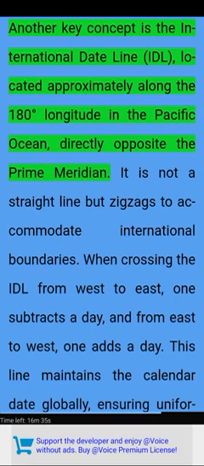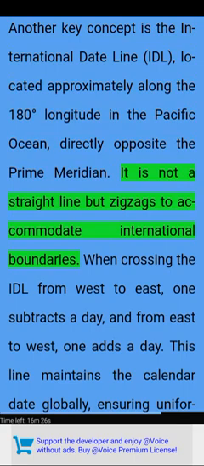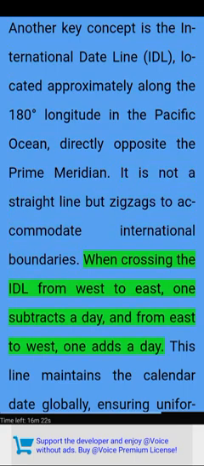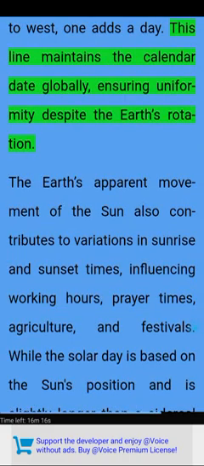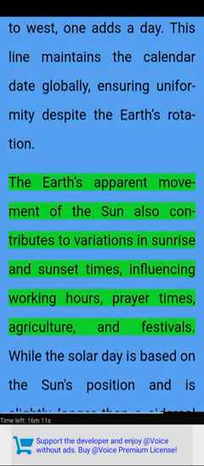Another key concept is the International Dateline (IDL), located approximately along the 180 degrees longitude in the Pacific Ocean, directly opposite the prime meridian. It is not a straight line but zigzags to accommodate international boundaries. When crossing the IDL from west to east, one subtracts a day, and from east to west, one adds a day. This line maintains the calendar date globally, ensuring uniformity despite the Earth's rotation.